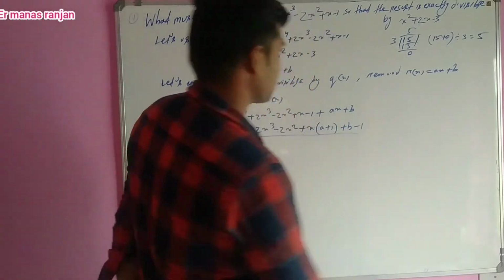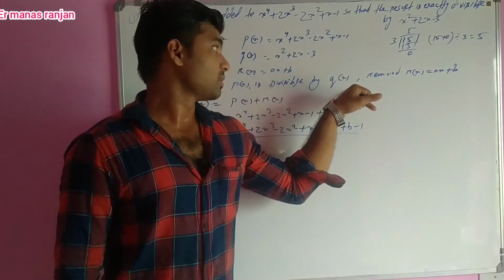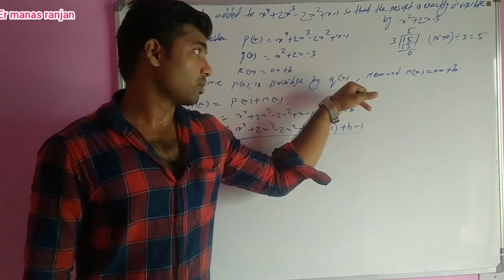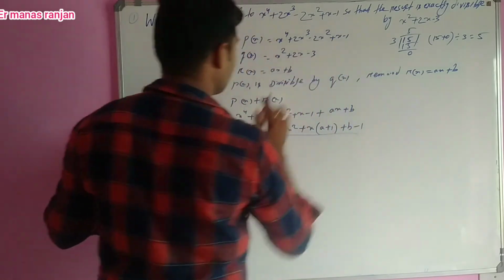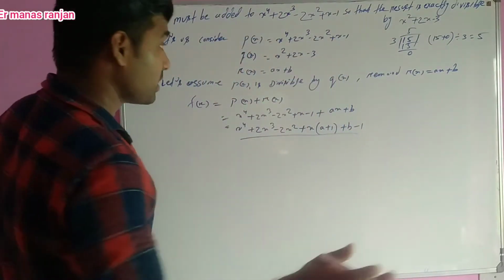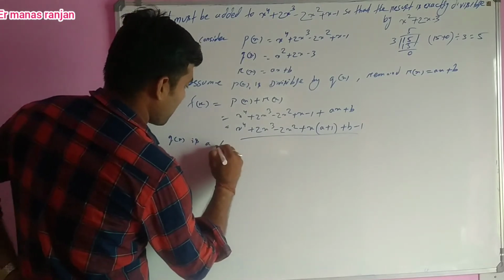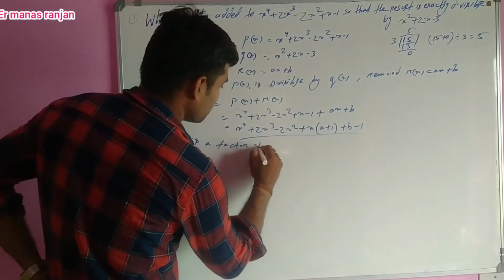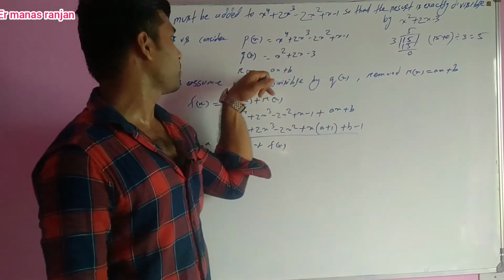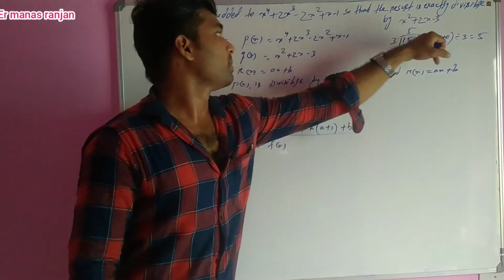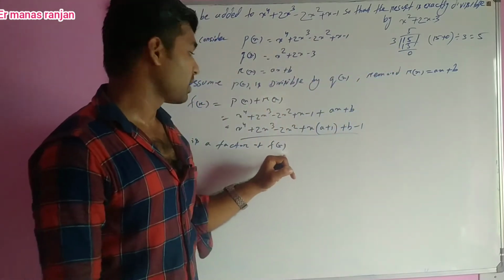This is F(x). P(x) is divisible by Q(x), yes or no? And P(x) + R(x) is also divisible by it. If it is divisible, we can say Q(x) is a factor of F(x). P(x) is divisible by Q(x), so similarly P(x) + R(x) is also divisible by Q(x). So Q(x) is a factor of F(x).